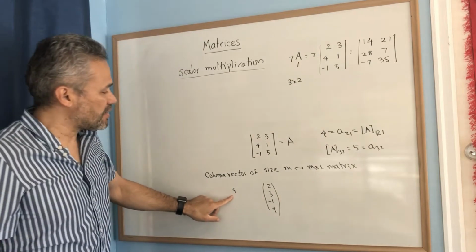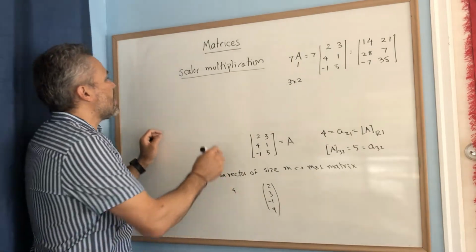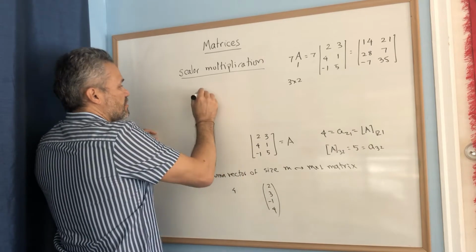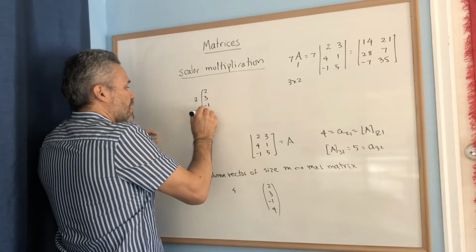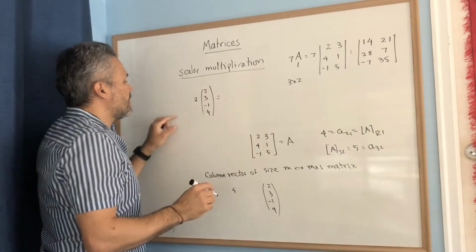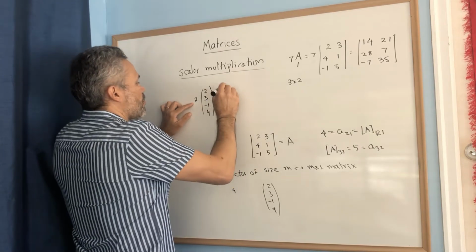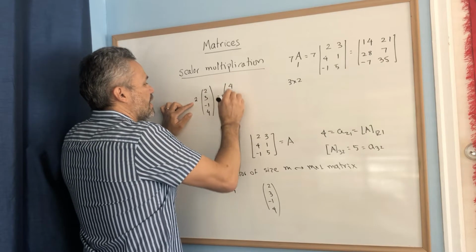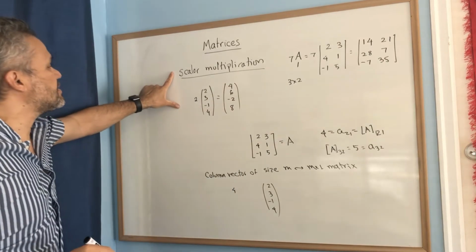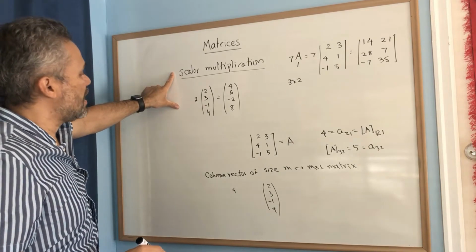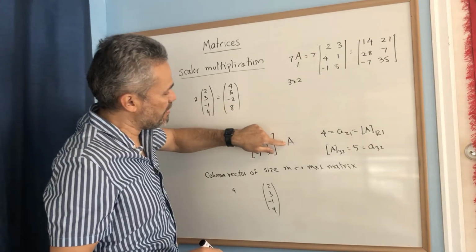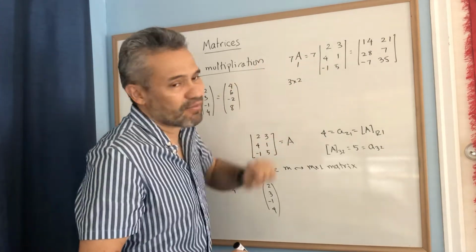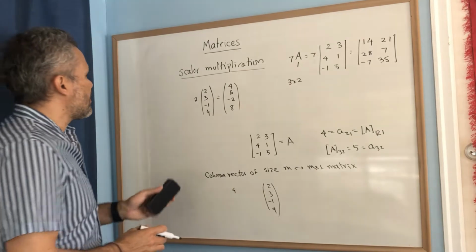Notice that this applies also for vectors. If I have 2 times this vector, 2, 3, -1, 4, then I will get the vector 4, 6, -2, and 8. This is the scalar multiplication, and it takes any matrix. You need a matrix and a number, and you will get another matrix. This is scalar multiplication.